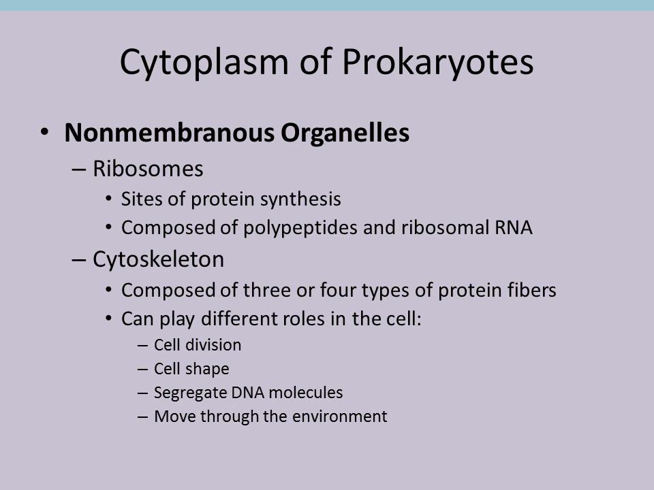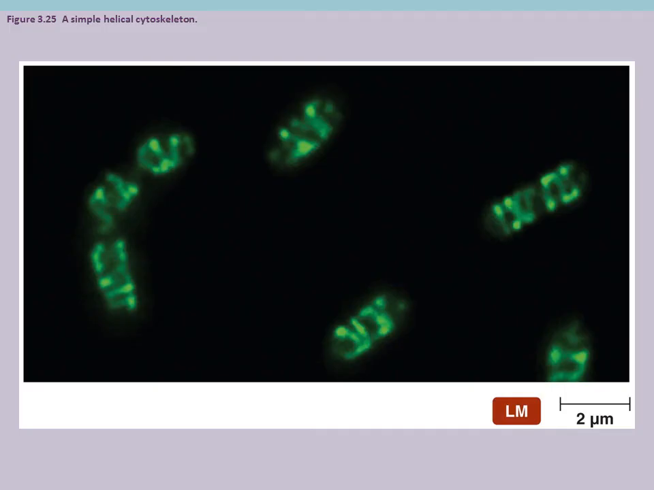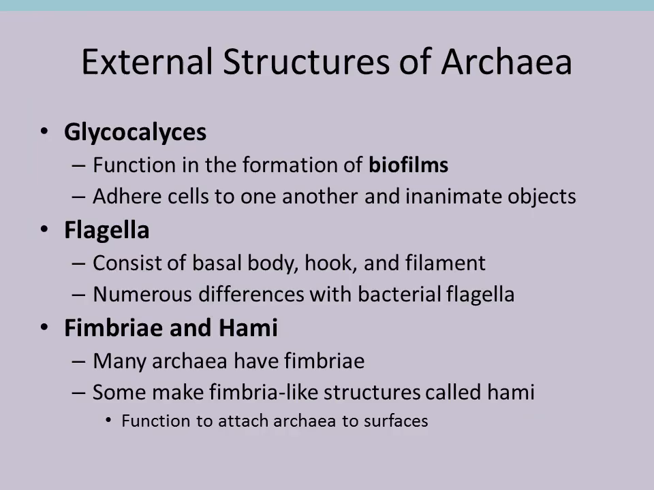There is also cytoskeleton. There are different protein fibers that extend throughout the cell. They help play a role in determining the shape of the cell. They play a role in cell division, and sometimes they can help with movement through the environment. In this fluorescent stain, you can see the glowing; a stain is added that penetrates through the cell and stains the cytoskeleton. You can see it looks helical in shape.